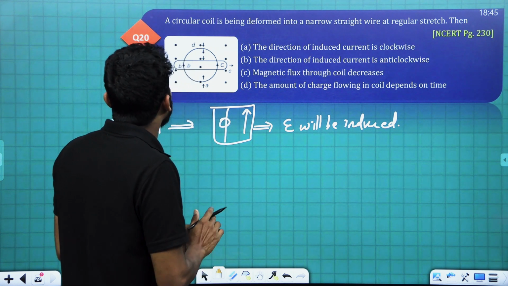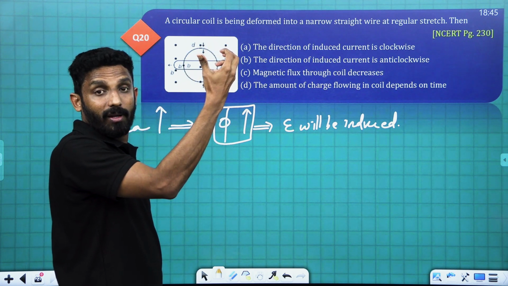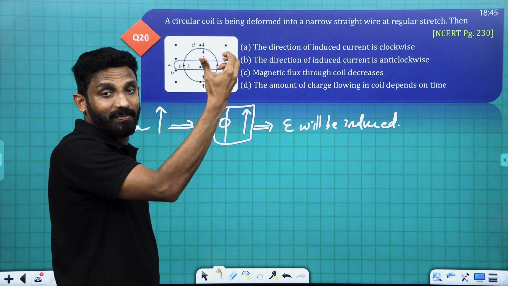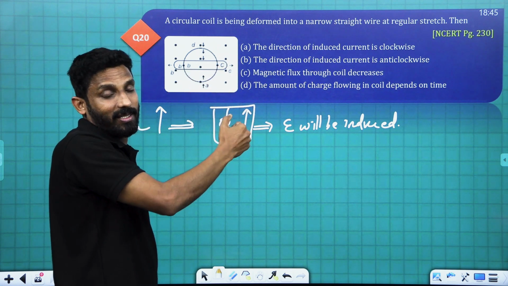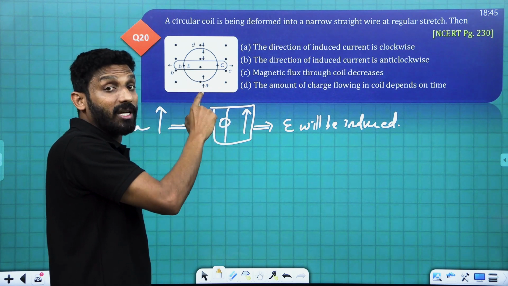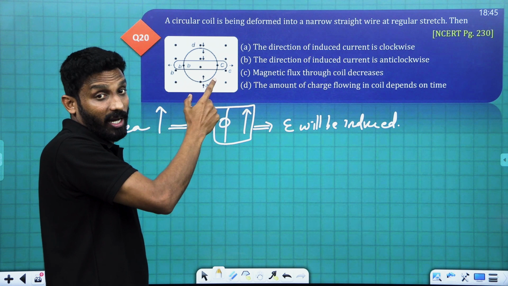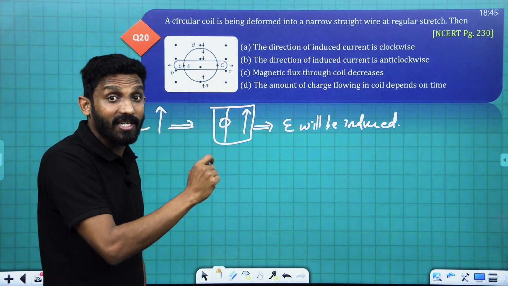So here the field intensity is directed outward, dots outward. And the area is increasing, so the flux is increasing. So the current will be induced which will oppose the increase in flux, so that the current will produce a magnetic field intensity directed into the plane.